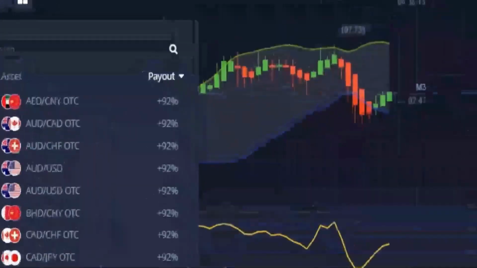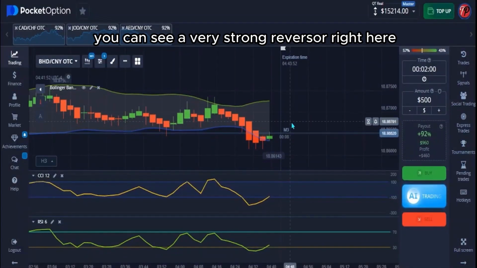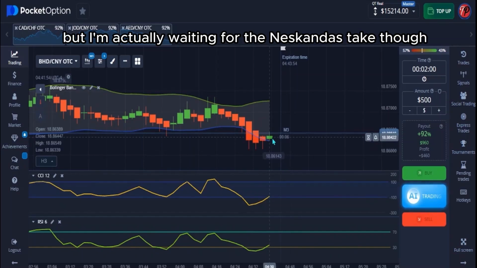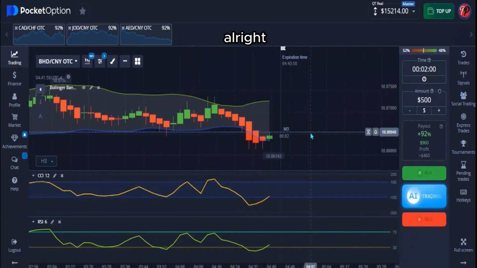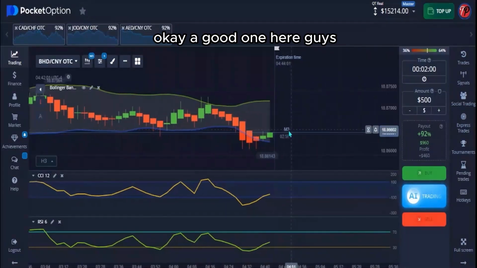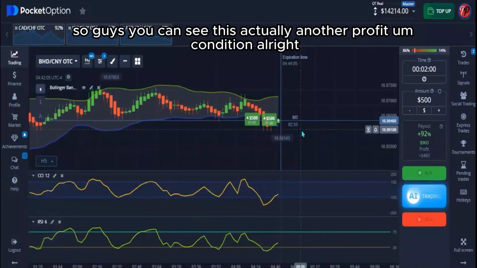Okay guys, over here I'm waiting for the next candlestick. You can see a very strong reversal right here, but I'm actually waiting for the next candlestick before I enter the trade. All right, a good one here, guys. I'm placing the trade straight up. So guys, you can see it's actually another profit condition.